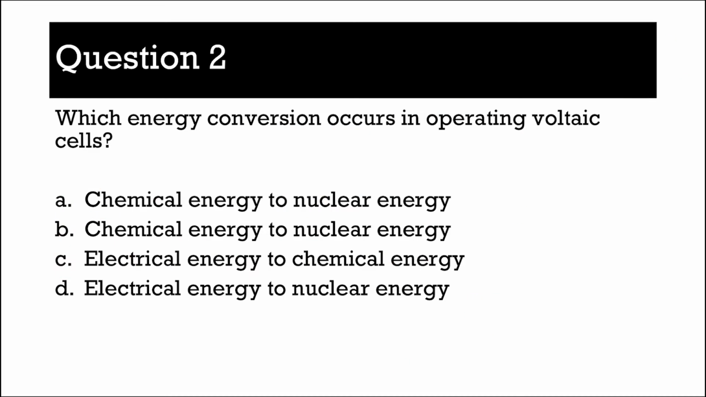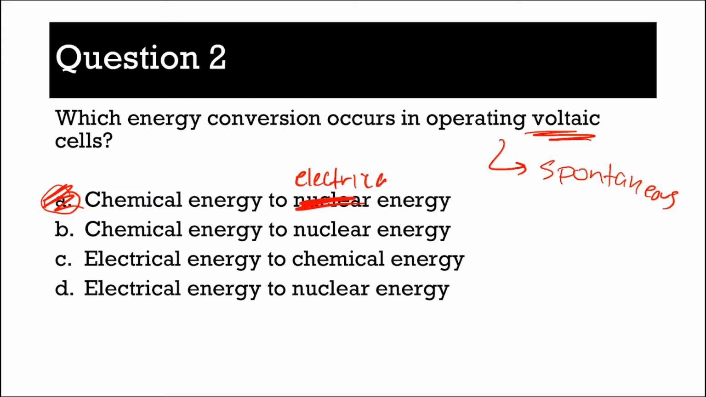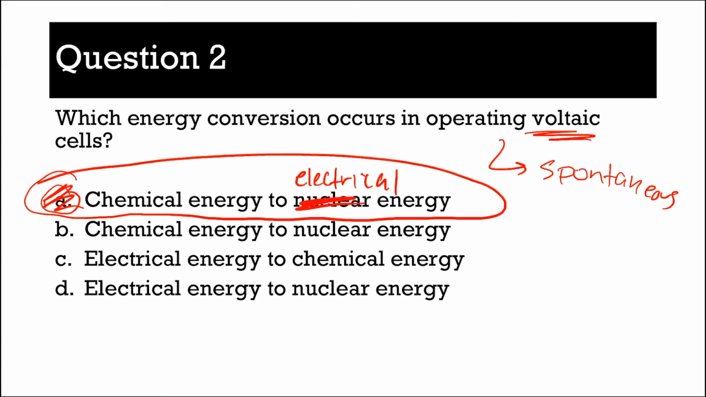Okay. Number 2, which type of energy conversion occurs in a voltaic cell? So remember, you have to remember that voltaic cells are spontaneous. And those are the things, once that wire is connected and that circuit's complete, things just start going. So it turns the chemical energy into electrical, my bad. It turns chemical energy into electrical energy.